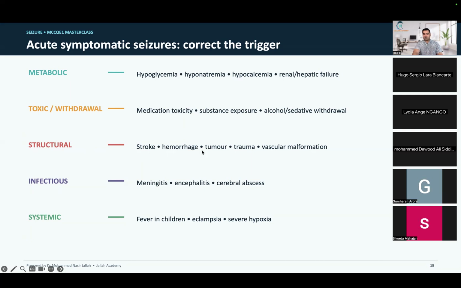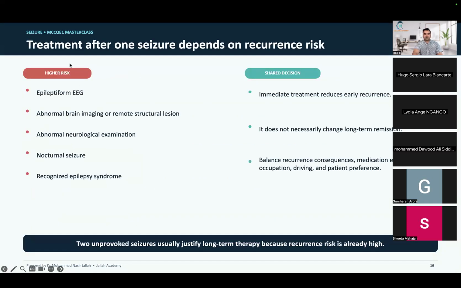Structural causes like stroke, hemorrhage, tumor, trauma, vascular malformation, infectious causes like meningitis and encephalitis, and cerebral palsy can cause seizure. Systemic causes include fever in children, eclampsia in pregnancy, and severe hypoxemia. Treatment after one seizure depends on the recurrence risk.